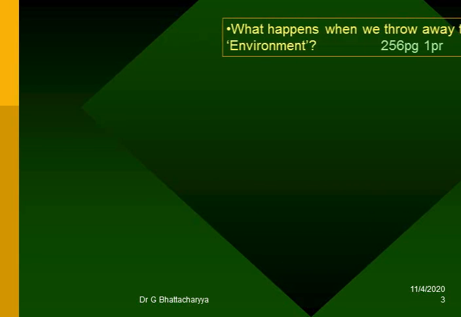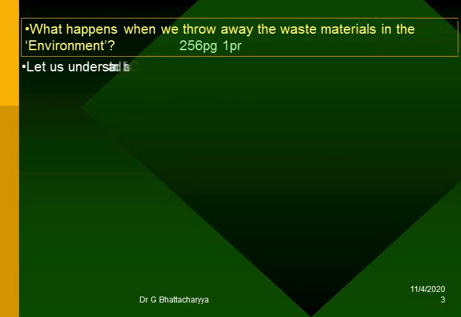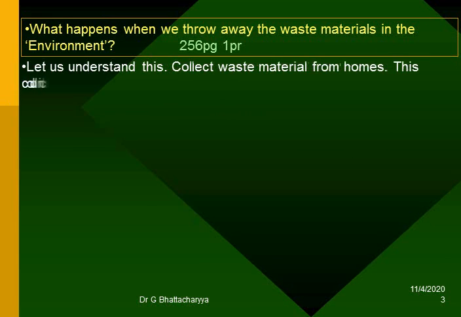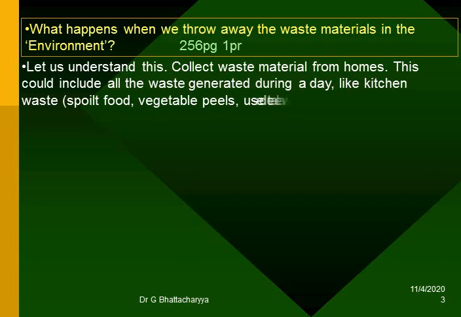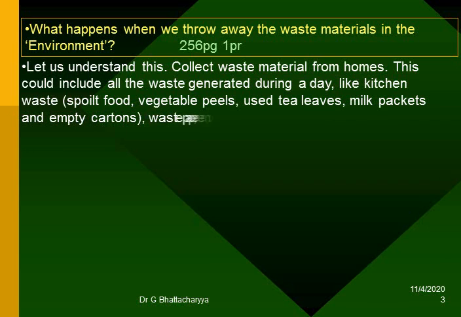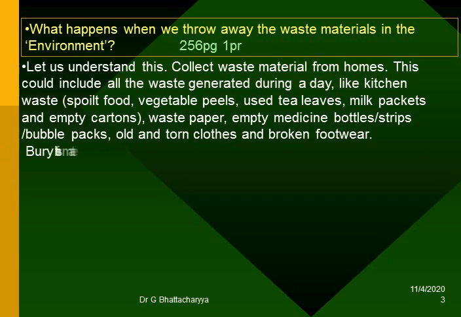What happens when we throw away the waste materials in the environment? Let us understand this. Collect waste material from homes. This could include all the waste generated during a day, like kitchen waste, spoiled food, vegetable peels, used tea leaves, milk packets and empty cartons, waste paper, empty medicine bottles, strips, bubble packs, old and torn clothes and broken footwear.